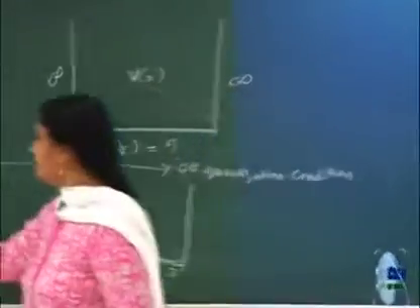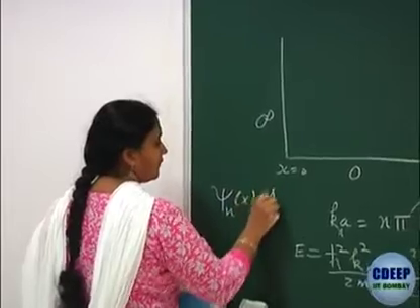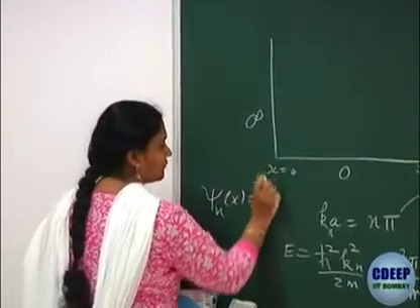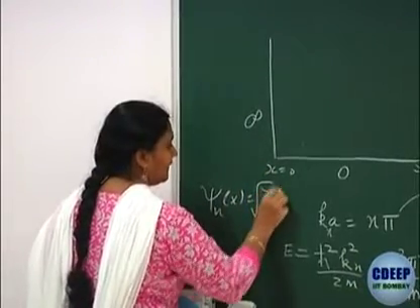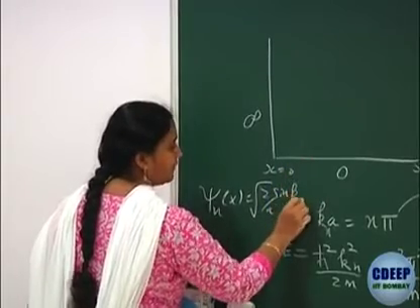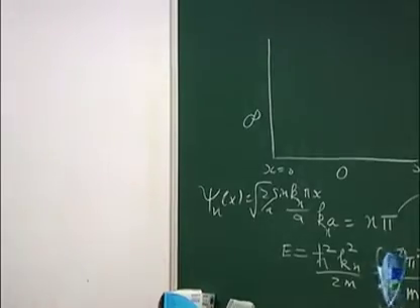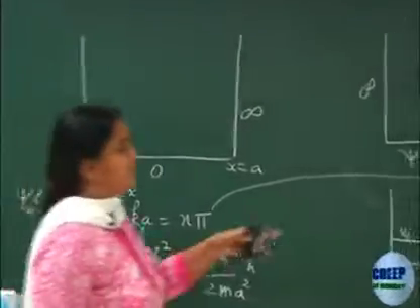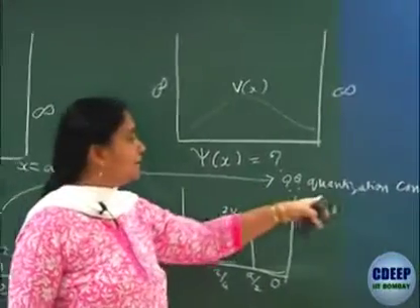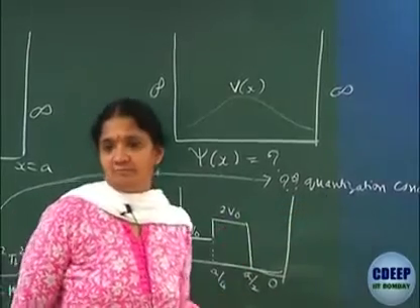So psi n here is some normalization, which you can write as root of 2 by a, sin k n x. Right, this is what you did. We would like to write a similar thing here. We would like to see a similar quantization here. And we are done.